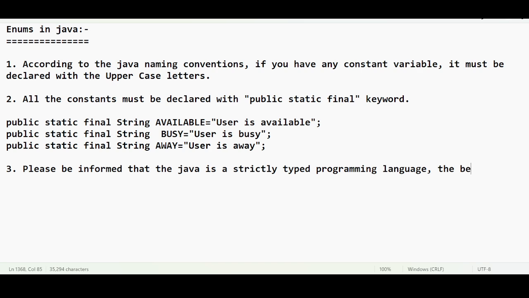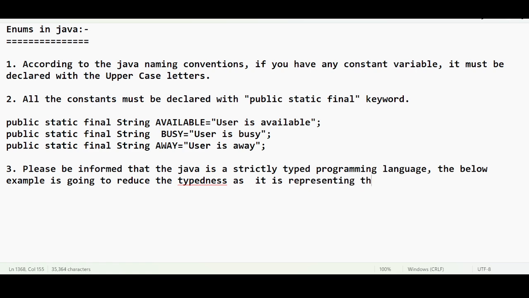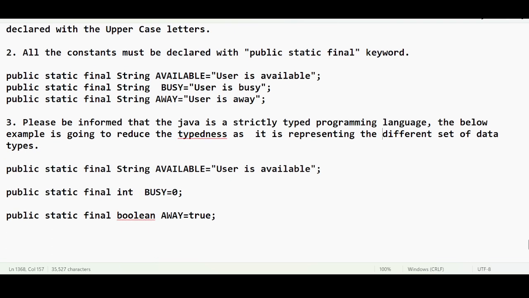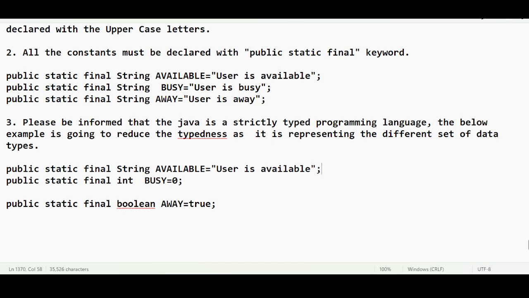Okay, the below example is going to reduce the typedness, as it is representing the different set of data types, right? So one is representing string, another one is representing integer, another one is representing boolean.